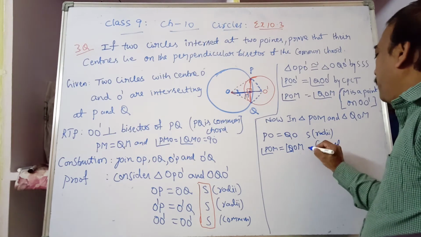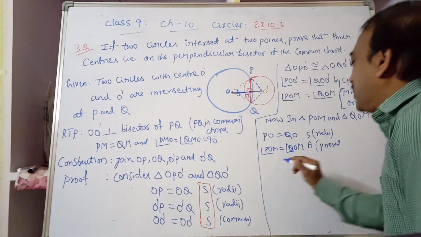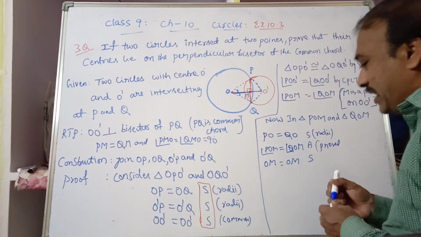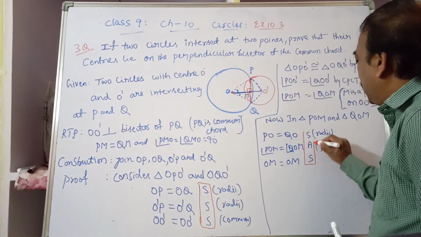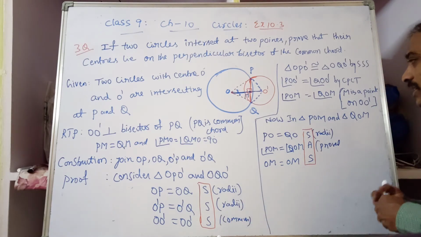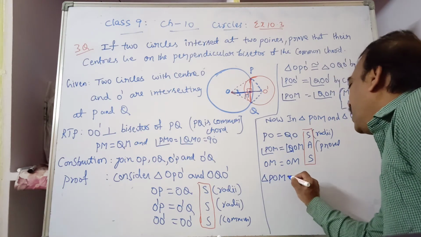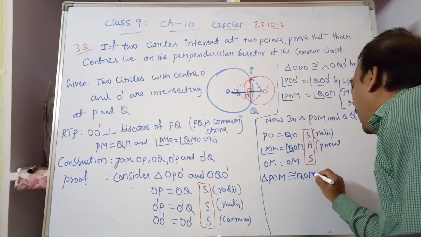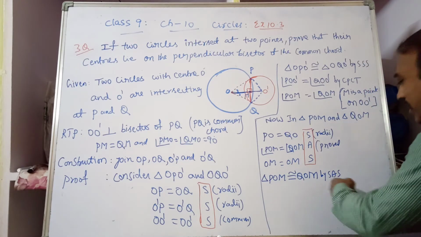This is the angle. Next, the side. You see here, OM is the common side for both the triangles. OM is equal to OM. This is the common side. By the criteria SAS, the two triangles are congruent. What are the two triangles? Triangle POM is congruent to triangle QOM by SAS.